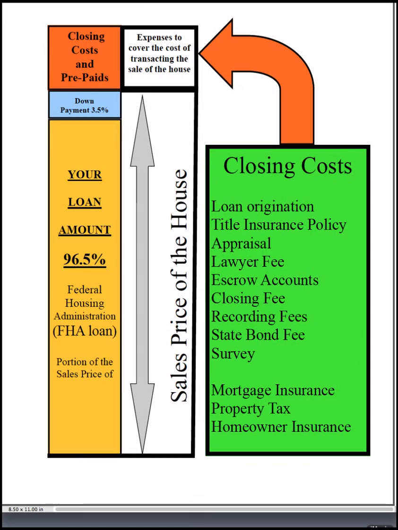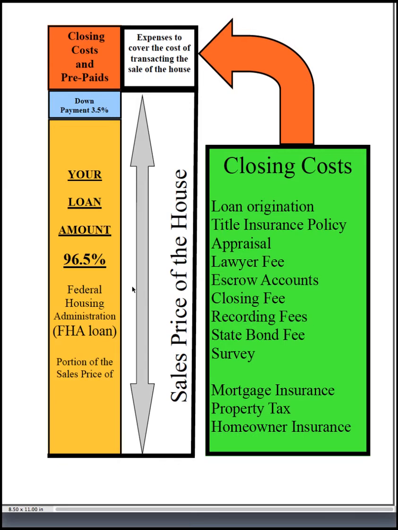In the last section, we looked at the cost of the house, which is the sales price of the house, this gray arrow that goes from the bottom to this point up here. That included your loan amount, which was 96.5%, plus your down payment of 3.5%. That gives you the sales price of the house. But added on top of that now, we have closing costs and prepaids, which are the expenses to cover the cost of transacting the sale of the house.